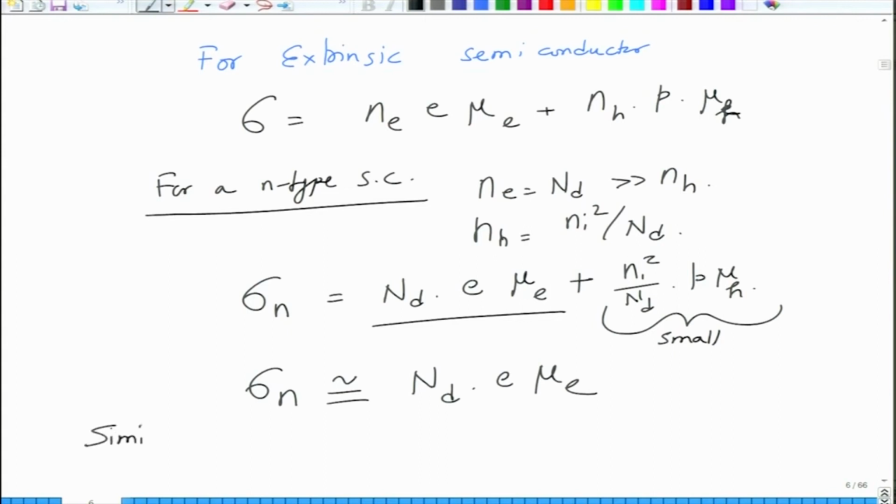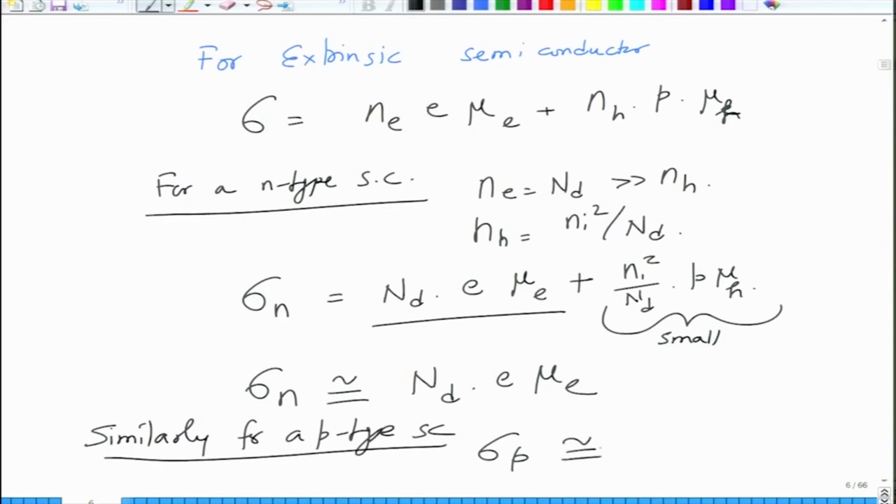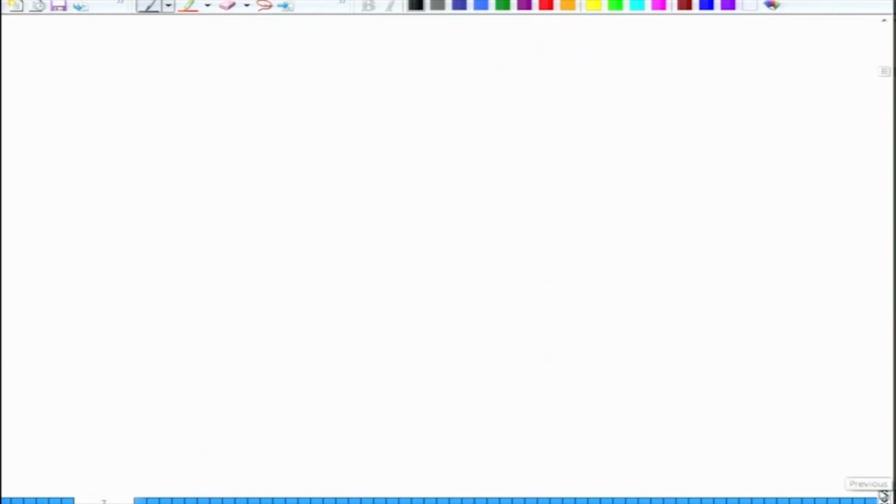Similarly, for a p-type semiconductor, the sigma p tends to be equal to Na e mu h. Okay. This is what the carrier concentration and the conductivity of these two semiconductors will be. Now in general, there are two methods of conduction in semiconducting materials. The first one is called drift and the second one is called diffusion. These are the two mechanisms under which carriers move in semiconductors.